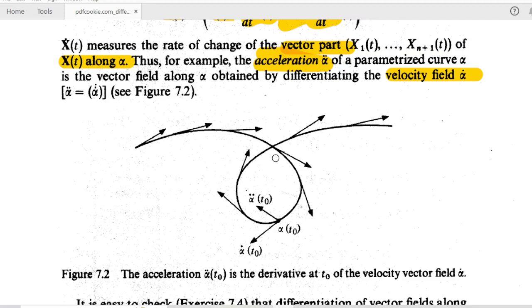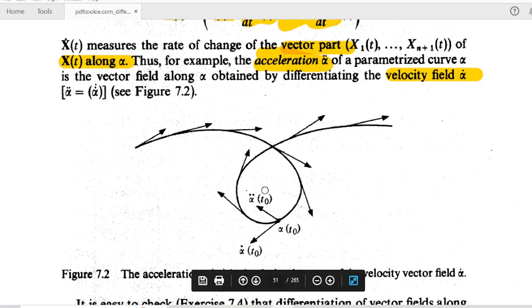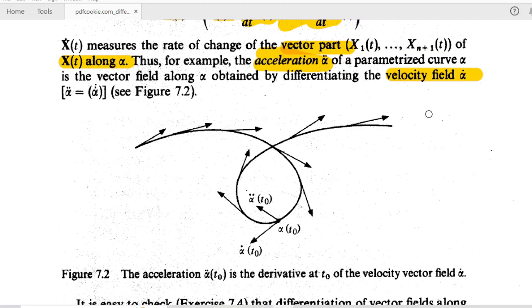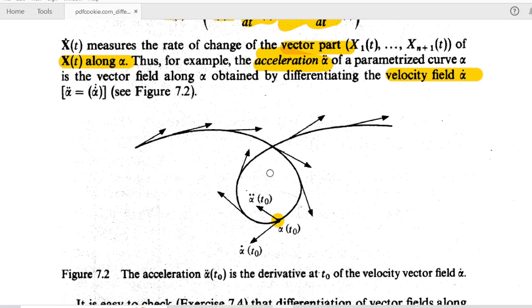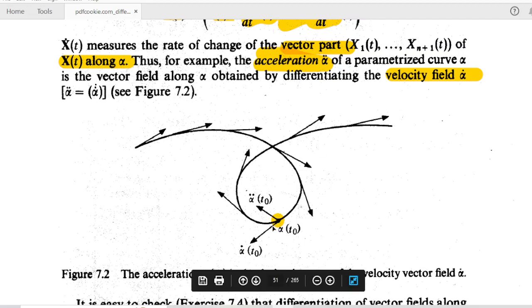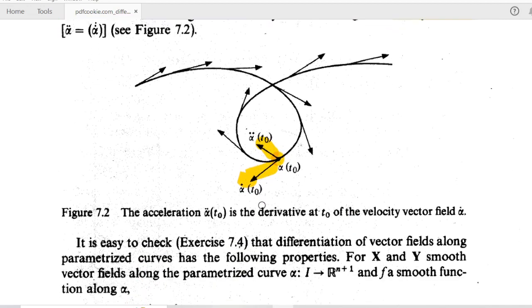So suppose you are looking at this curve alpha of t. Alpha dot is a tangent vector. Alpha double dot is some vector in this direction, and that will be the acceleration.